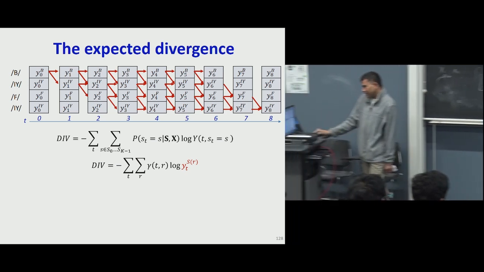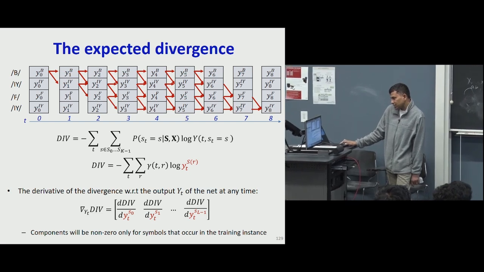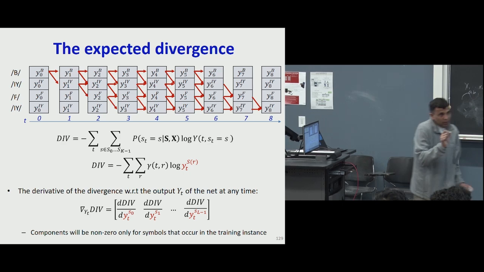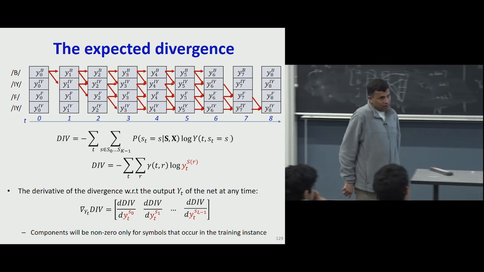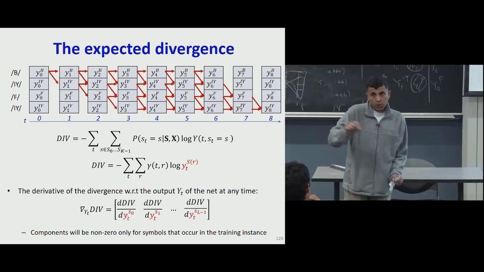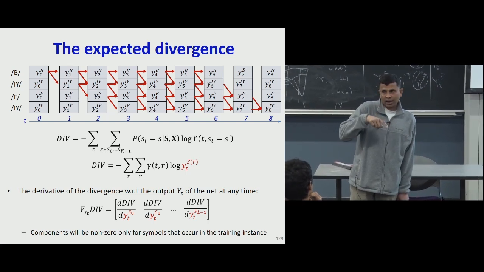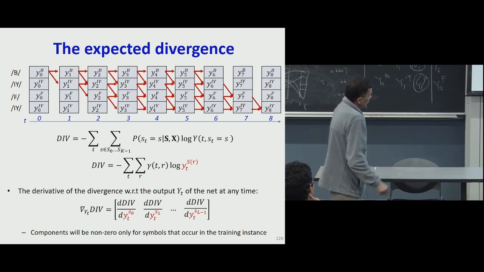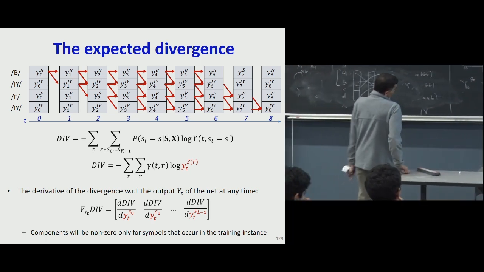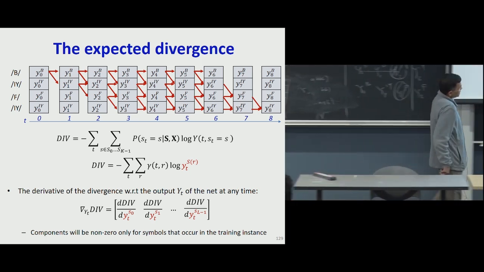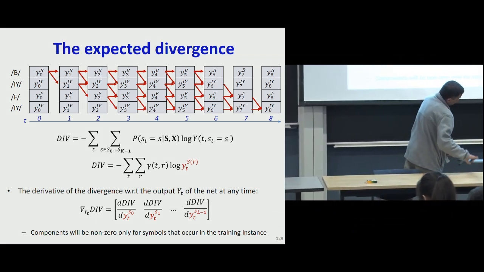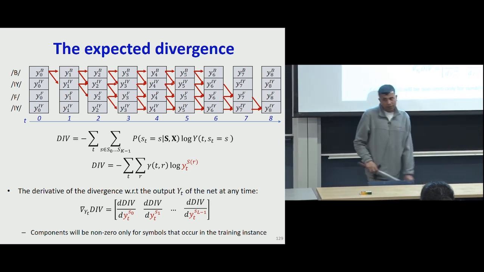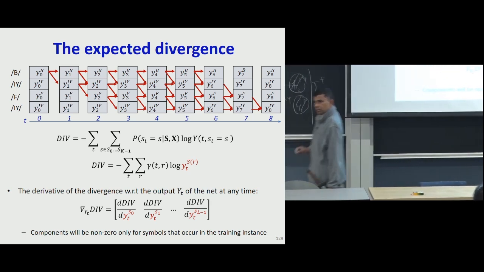And now I can compute the divergence, right? I can compute the derivative of the divergence. The derivative of the divergence with respect to the output at any time y_t is going to be zeros for all the symbols that are not in my target output. But for the symbols that are in my target output, it's simply going to be the derivative of this divergence with respect to the probability assigned to that symbol.